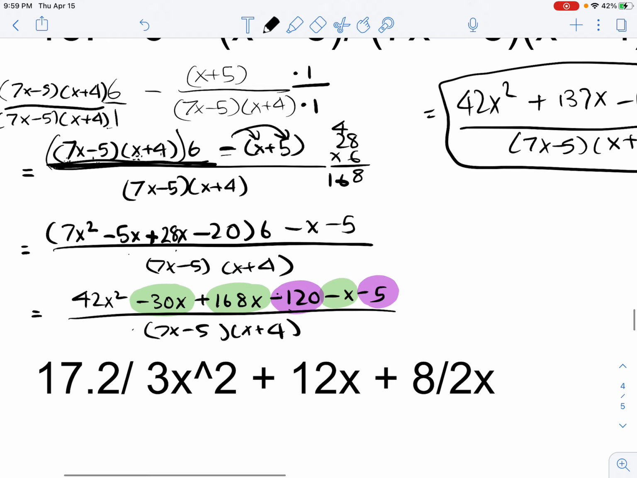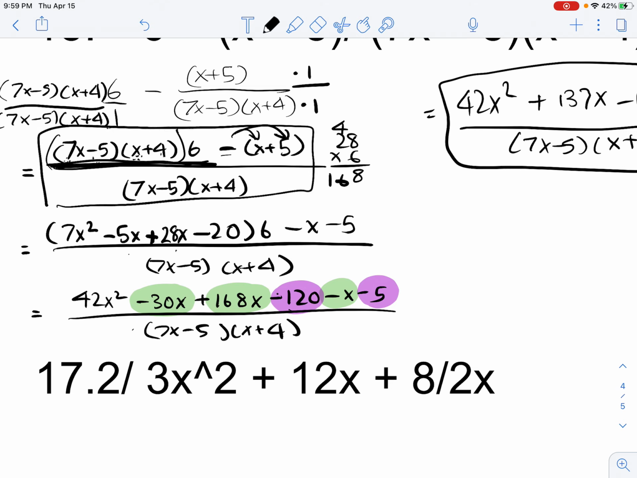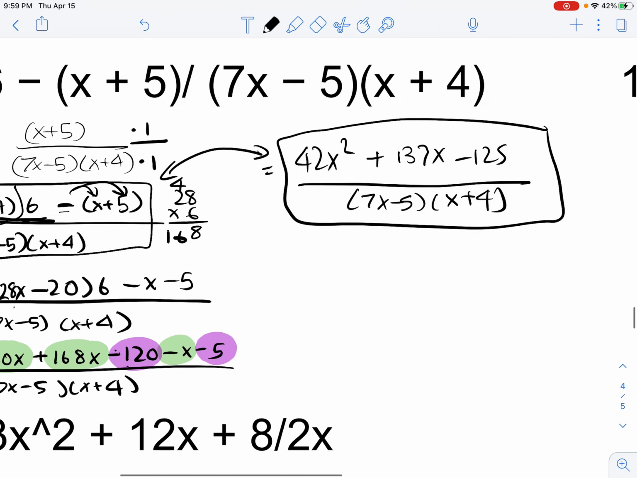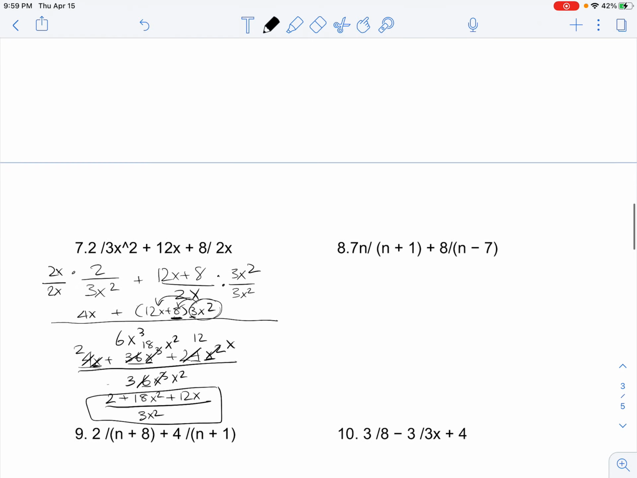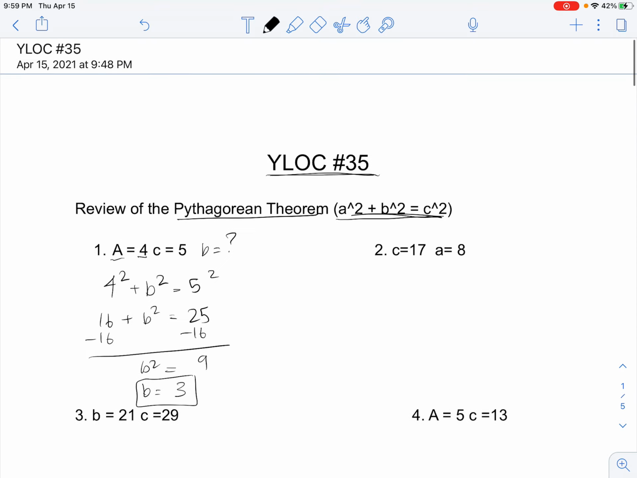Now, remember, this answer is the same thing as this answer. They're equal to one another. I didn't simplify this out because it's a tedious task. But if you were to simplify it, this would be your answer. That's it for Wylock number 35.